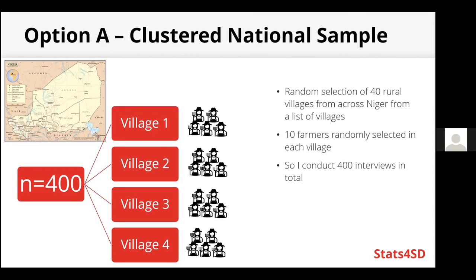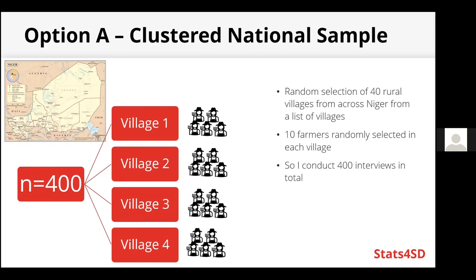These numbers are just kind of representative, and the methods for picking we'll talk a little bit more about later. But as a general design, hopefully this is a familiar approach of randomly picking some villages, and then within those villages, randomly picking some farmers. And I end up with my clustered approach here.